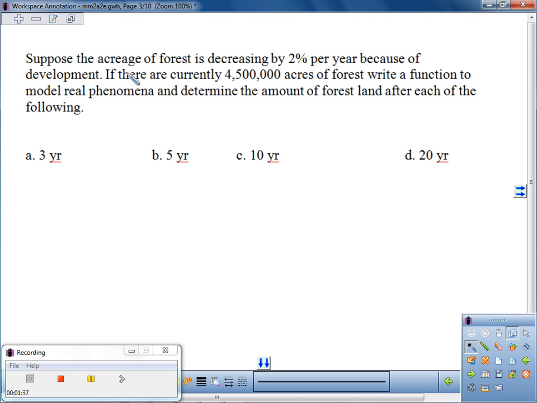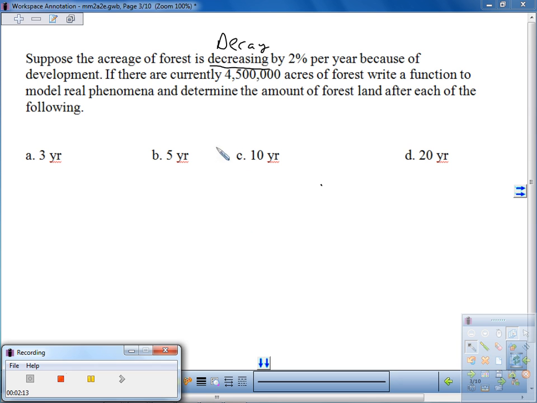Alright, suppose that the acreage of a forest is decreasing by 2%. First of all, here's the key concept, decreasing. So we're going to end up with a decay here by 2% per year. And per year, okay, so that's constant, because of development. If there are currently 4,500,000 acres of forest, write a function to model the real-world phenomena and determine the amount of forest left after each year. Alright, so let's go ahead and come up with a model for the function.